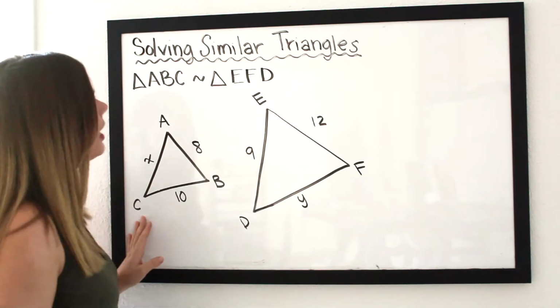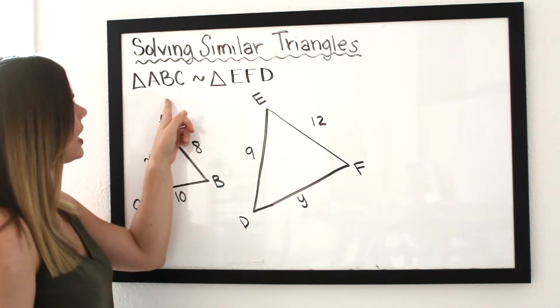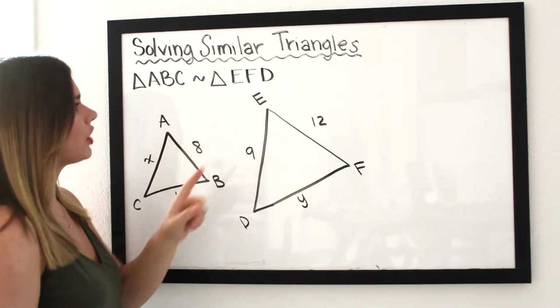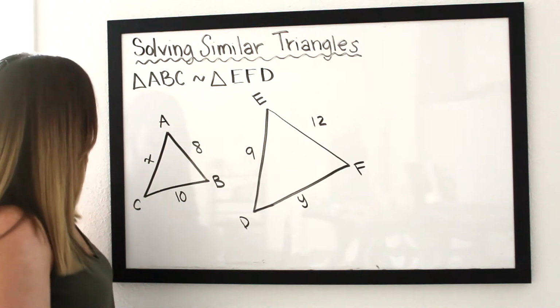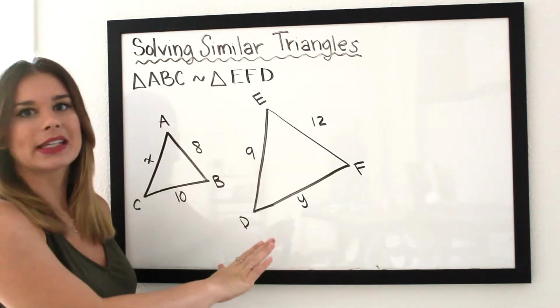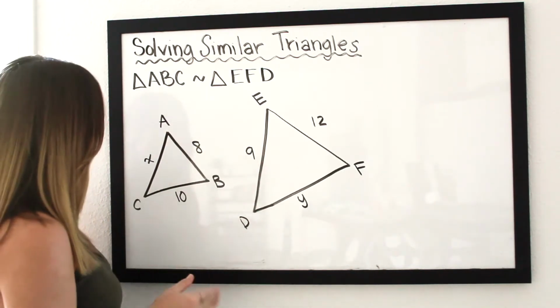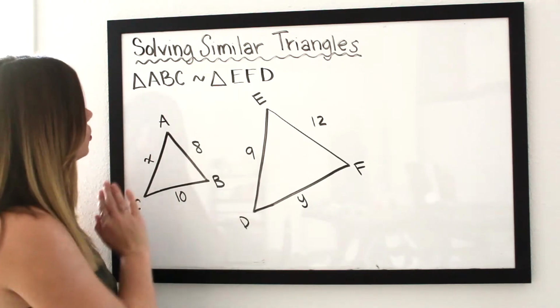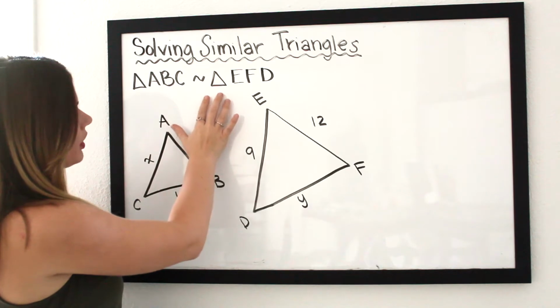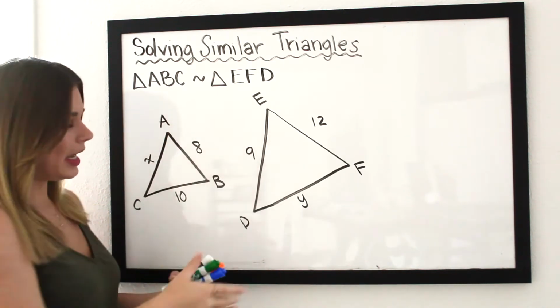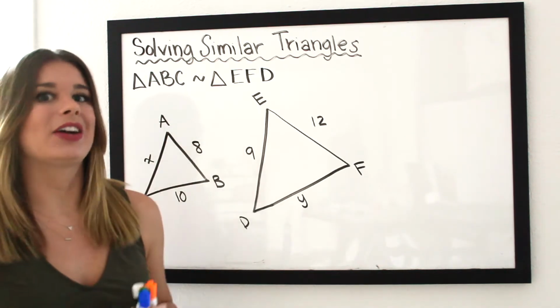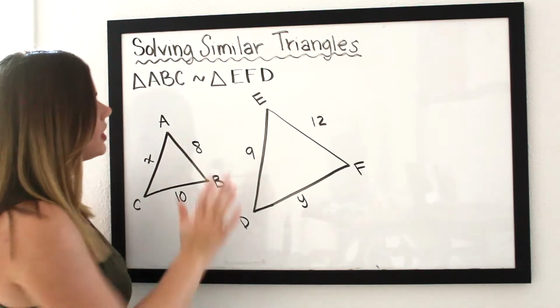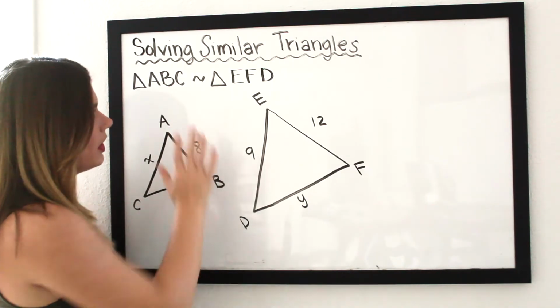So here I am given that triangle ABC is similar to triangle EFD. And I'm given some lengths on this diagram. I'm also given some variables that I'm going to have to solve for. So triangle ABC is similar to triangle EFD. And that statement actually tells us a lot because it tells us which parts correspond.